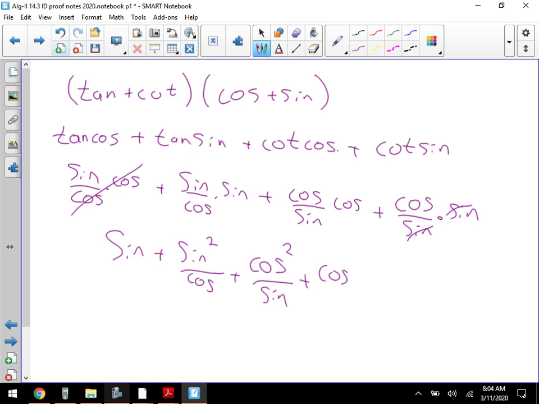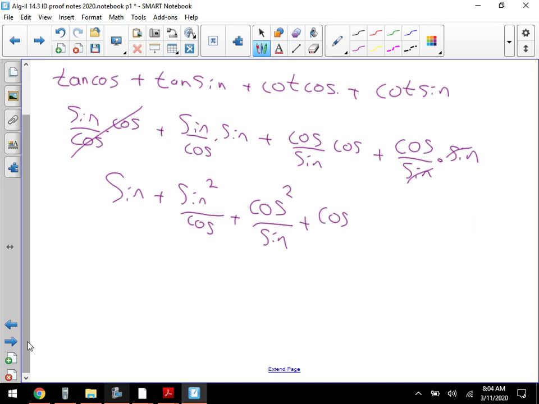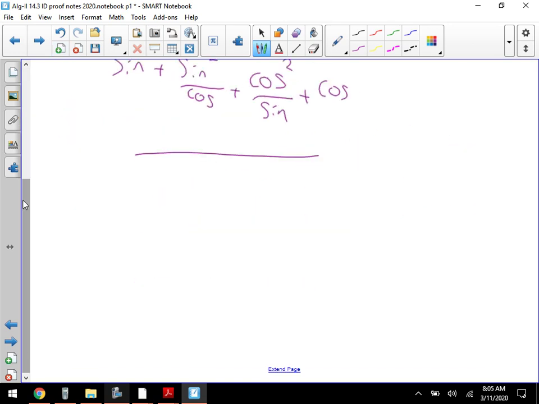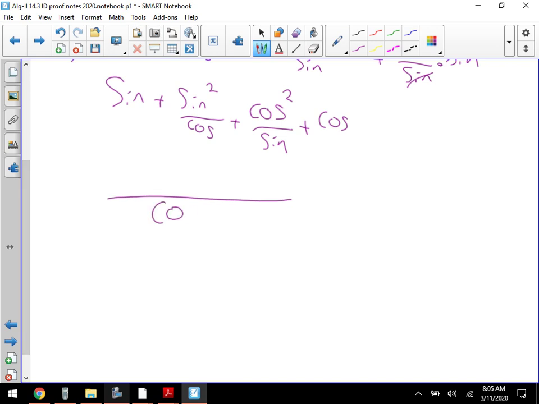So far, so good. Adding fractions, they have to have what? Common denominators. Now, as you see, the common denominator here would be cosine sine. Oops, sorry, I'm going to go too far there. First fraction needs them both, doesn't it? So I have sine squared cosine. Okay. Second one needs a sine. The next one needs a cosine. Oops. And the last one needs them both.